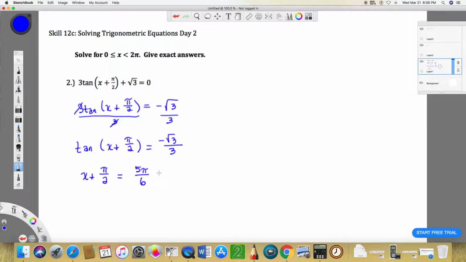Now, since the tangent has a period of pi, I can get solutions by adding pi times some integer. All right, so if we subtract pi over 2, and if we think of pi over 2 as 3 pi over 6, 5 pi over 6 minus 3 pi over 6 is 2 pi over 6. But we can reduce that to pi over 3.